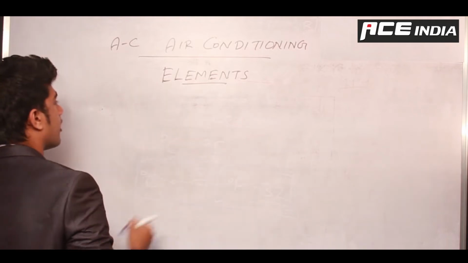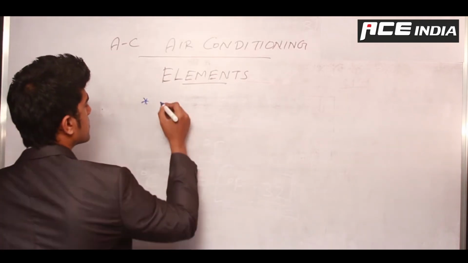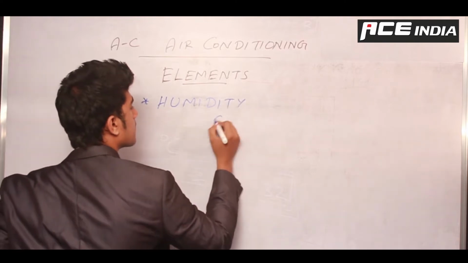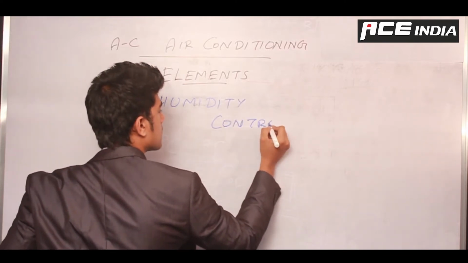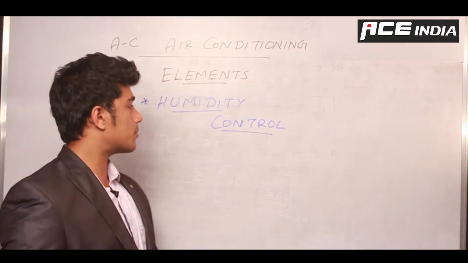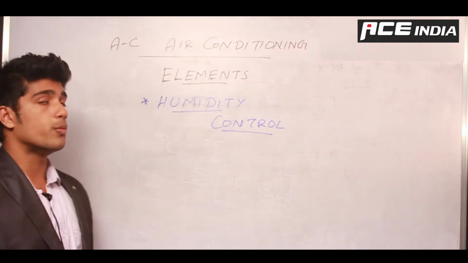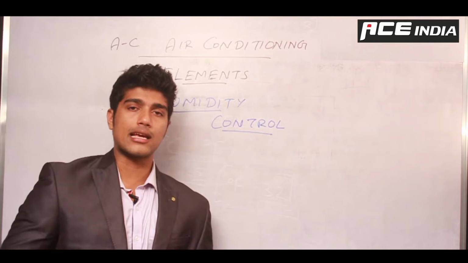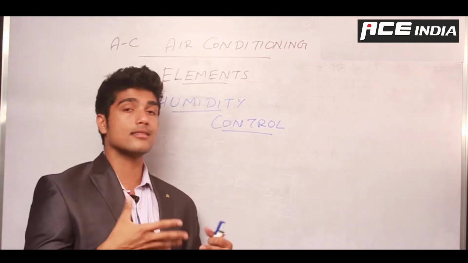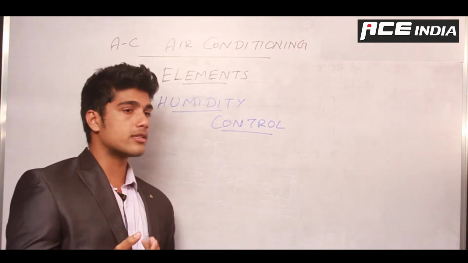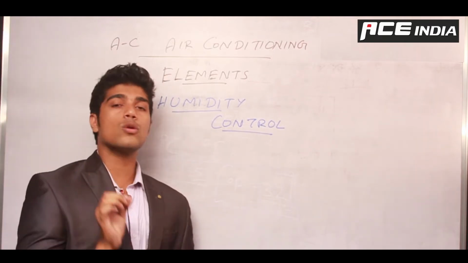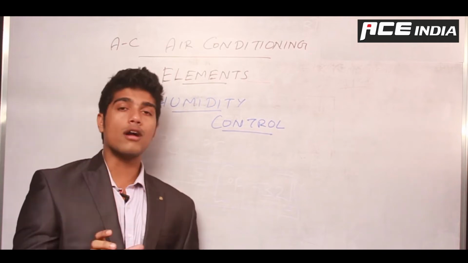The second element of air conditioning is known as humidity control. Before I talk about humidity control, I need to understand what humidity is. Humidity is termed as the moisture content inside a system of air. But if I say moisture, we have a misunderstanding that moisture is water content. It's not water content, it's exactly speaking water vapor content.